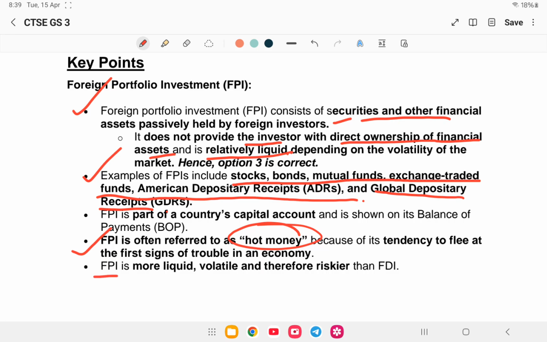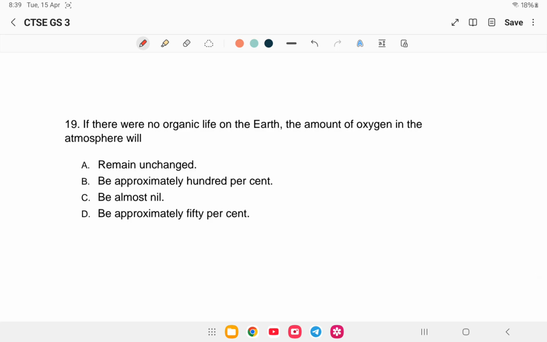Next question. Question number 19. If there is no organic life on Earth, the amount of oxygen in the atmosphere will be. So in the atmosphere it will remain unchanged. So the answer is option number A.